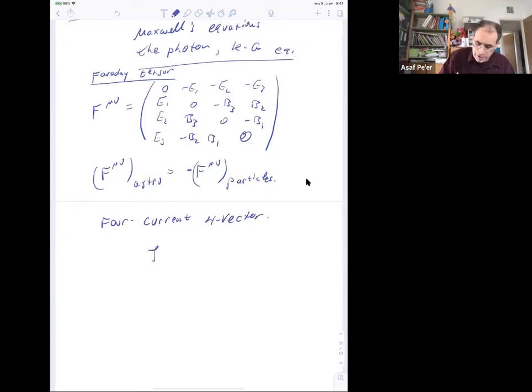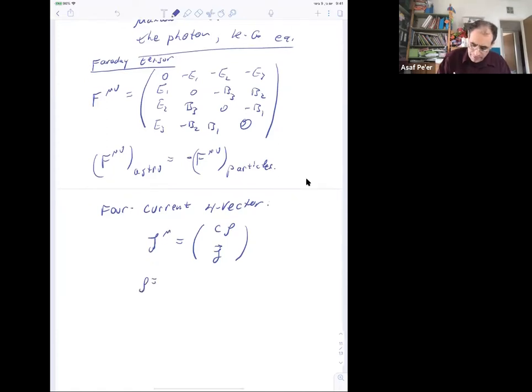And it's another 4-vector, J^μ. That means that it transforms the same way as other 4-vectors under coordinate transformation. The definition is (I'm leaving out the c, though I don't have to because it's a neutral unit): it's ρ, the charge density, and J, the regular current.